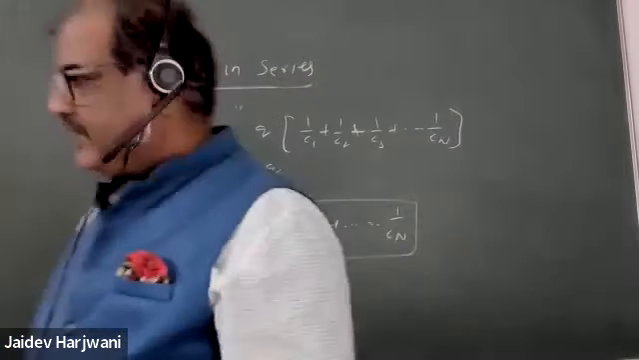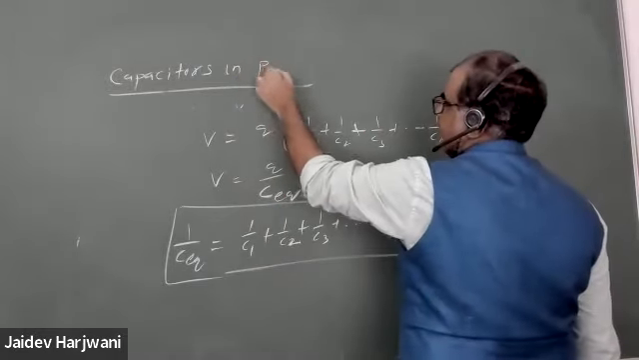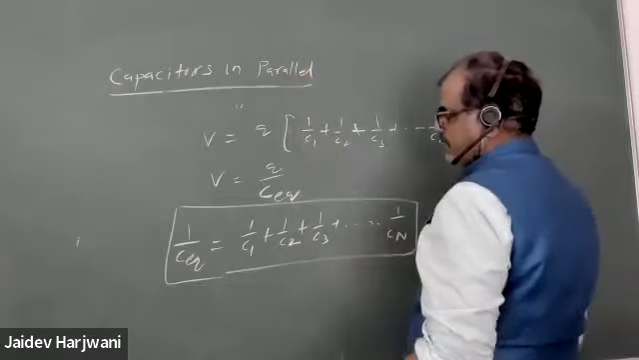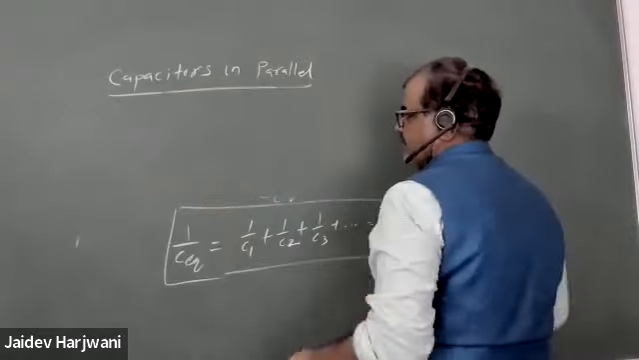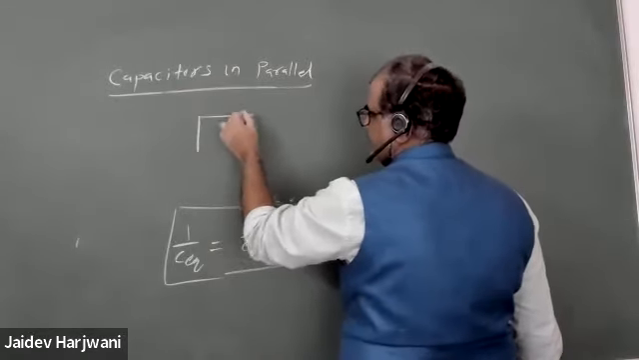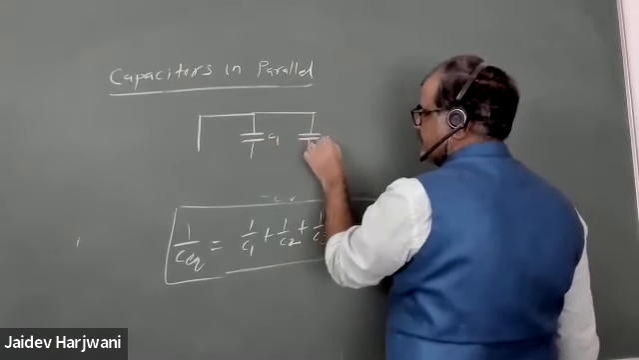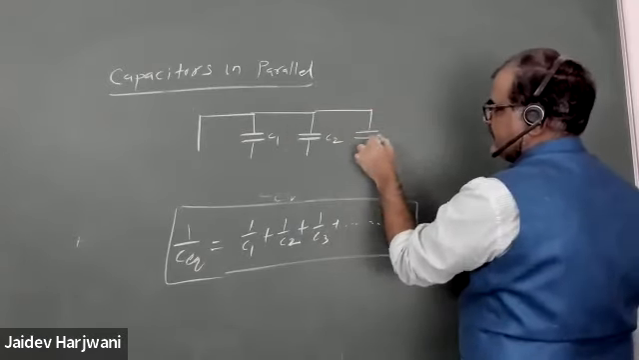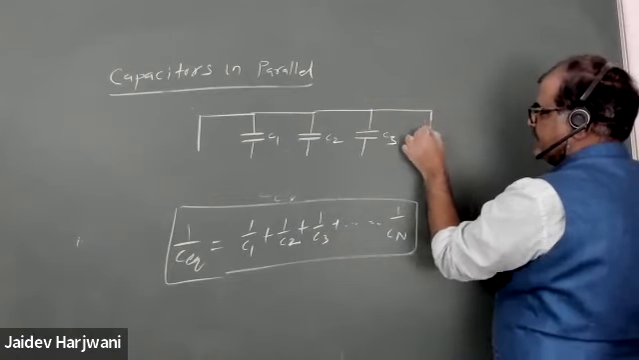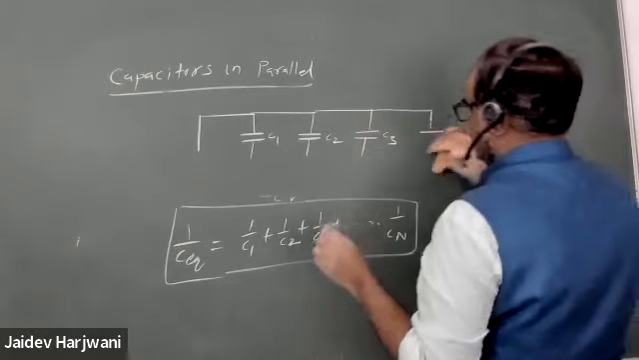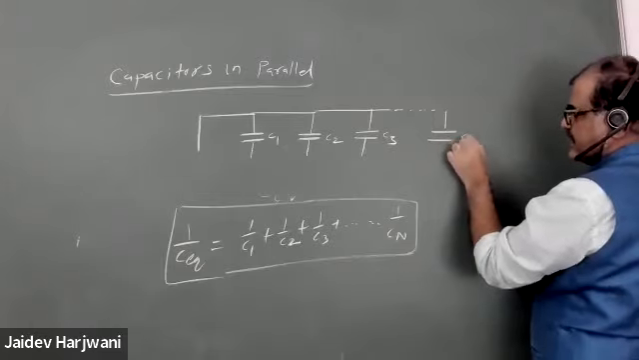Now you can do it for capacitors in parallel. That is also easy, and capacitors are added in parallel circuits. So when capacitors are in parallel, you have capacitor C1, C2, C3, up to Cn, where you are putting some gap and putting some capacitor here, say Cn.